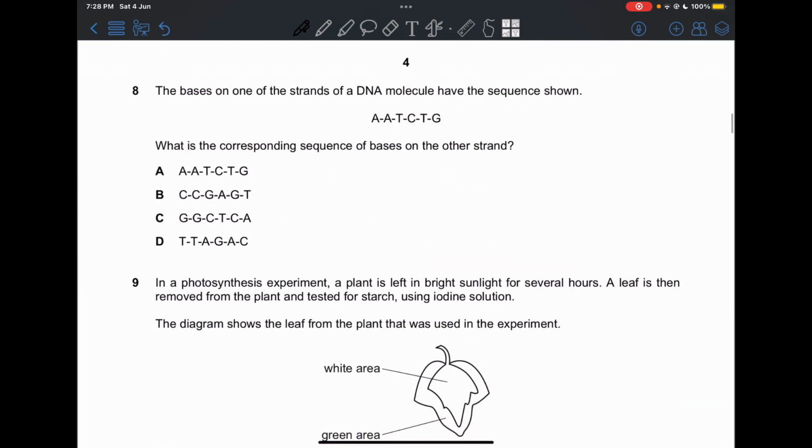Number 8, the bases on one of the strands of a DNA molecule have this sequence shown. Now, what is the corresponding sequence? Now, we know that base A actually bonds with base T, and base C bonds with G and the other way around. G bonds with C and T bonds with A. So we're going to be choosing something that starts with double T. So that's going to be D.